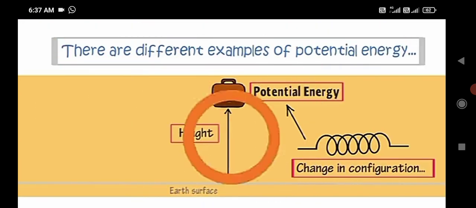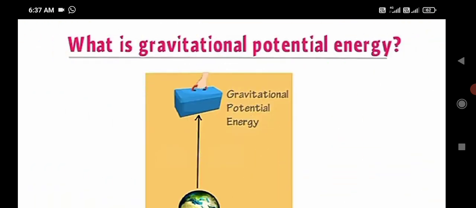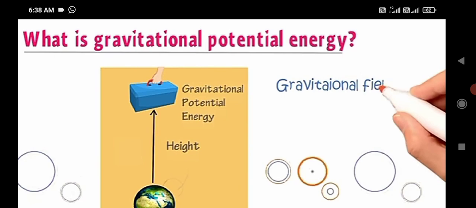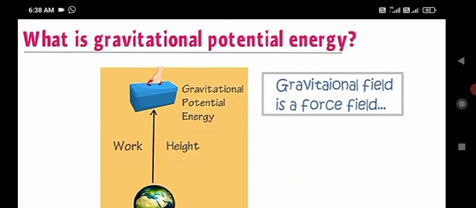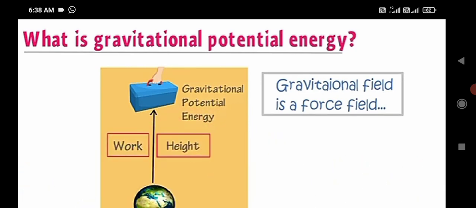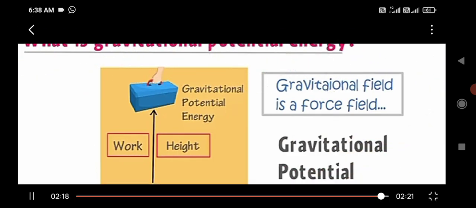One more type of potential energy is there, called gravitational potential energy. What is gravitational potential energy? If you lift a box or bag or anything from the earth to a height h, then we have to do certain work. Here the gravitational field is a force field, so we have to do certain work against gravity. Then what type of energy is stored in the bag? Gravitational potential energy.